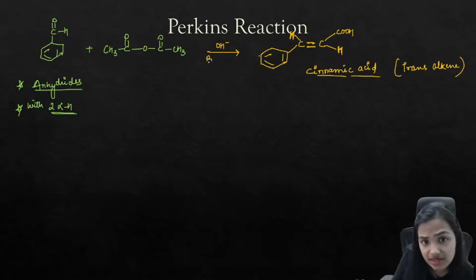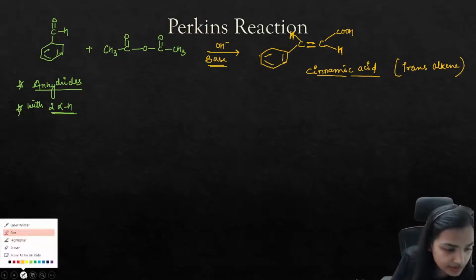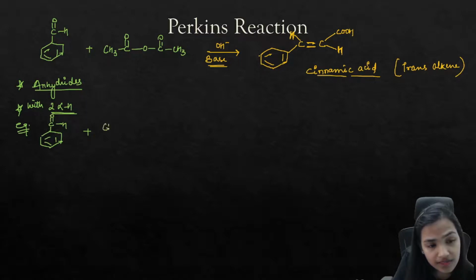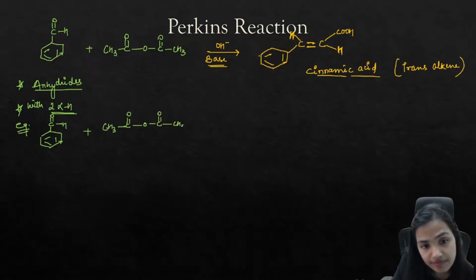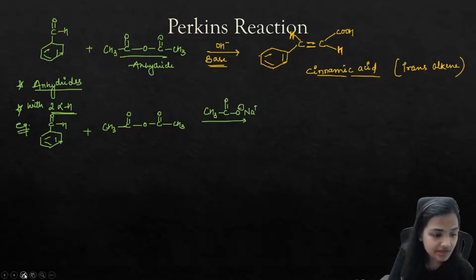We can take any base. Any base will work. Not necessarily OH; it could be NaOEt or the sodium salt of acetic acid. Any salt will work. Now let me take an example. If I have benzaldehyde along with the anhydride, this is your anhydride, in the presence of a base like CH3COO negative Na positive. Any base will work, so here I am taking this as a base.